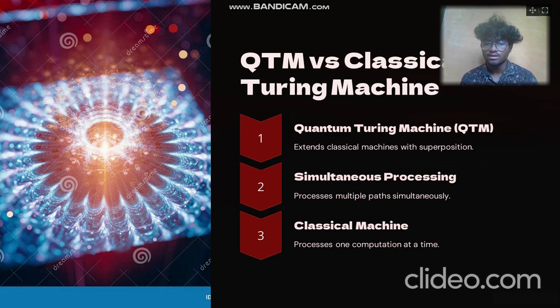Once again, I'm recalling the quantum Turing machine versus the classical Turing machine. The first one is the quantum Turing machine, which extends the classical machine with superposition. With the help of superposition, the quantum Turing machine extends itself. The second one is simultaneous processing, where the process is held on multiple paths simultaneously. And the third one is the classical machine, which processes one computation at a time. Only one process will be done at a time, so there will not be a larger number of processes.